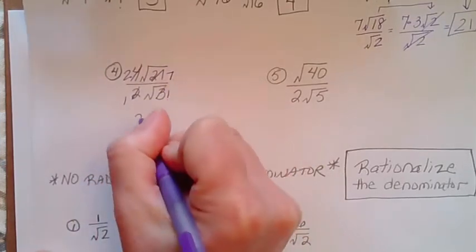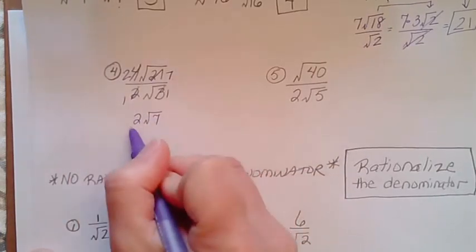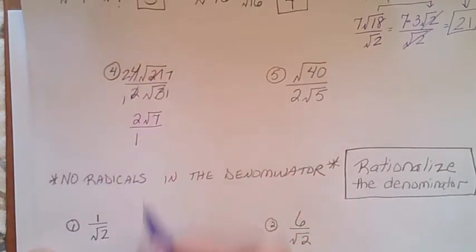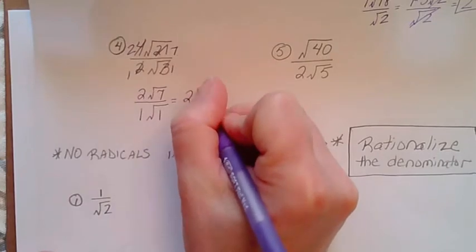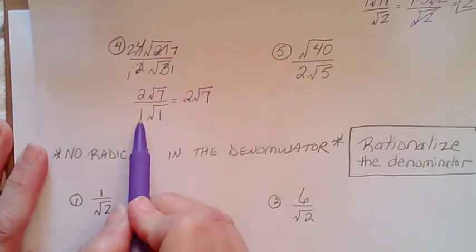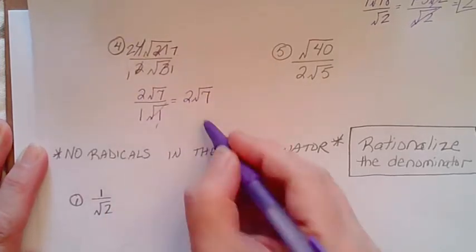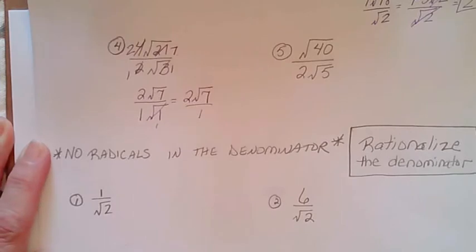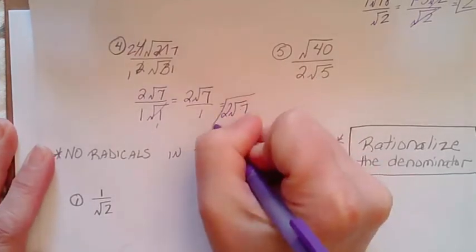So this would actually look like 2 times the square root of 7 over 1 outside times the square root of 1. Well, my numerator can't do much with that. That's 2 radical 7. Your denominator is 1 times the square root of 1. Well, the square root of 1 is 1. 1 times 1 is 1. So it's all of this over 1, which doesn't really matter. So that's just going to be 2 radical 7.